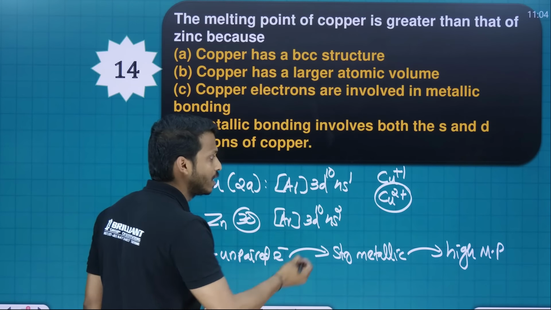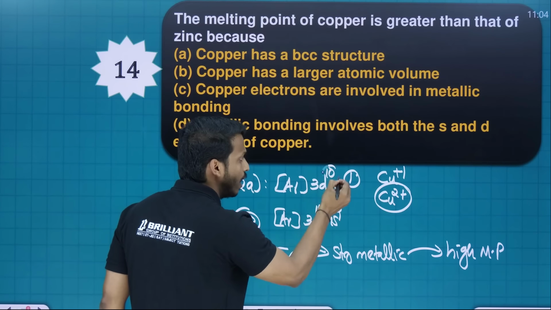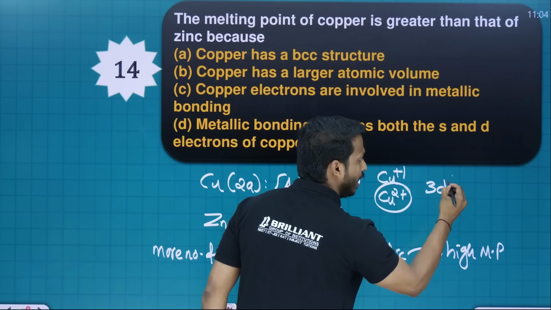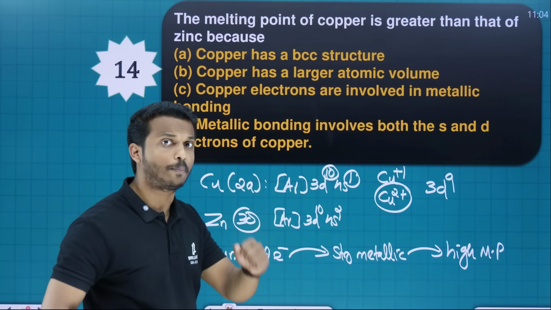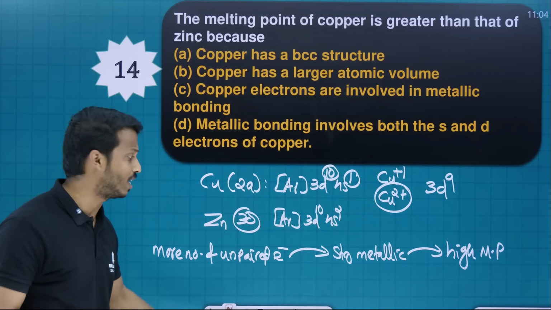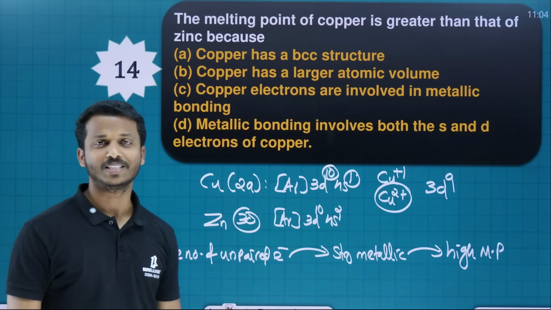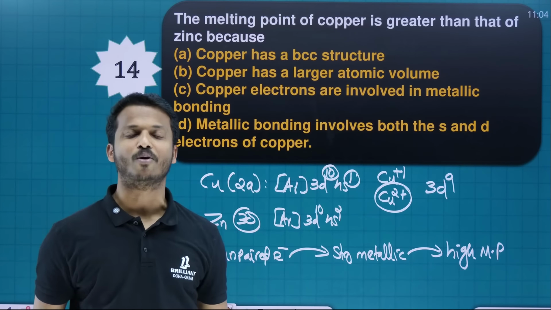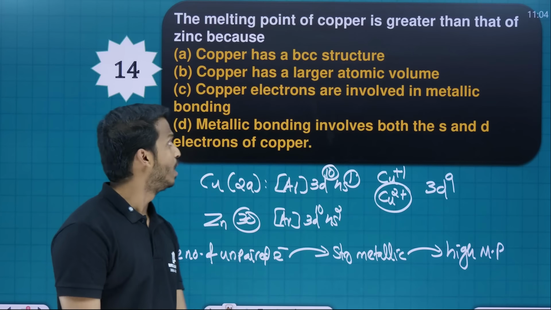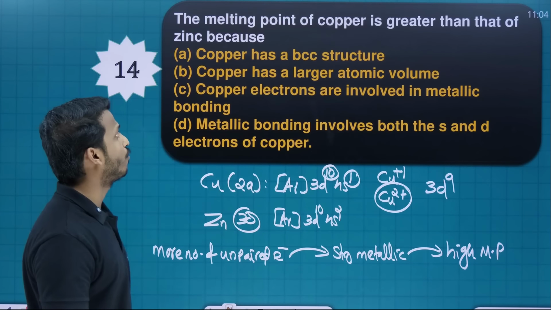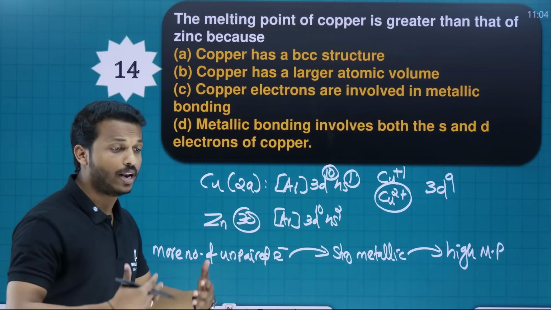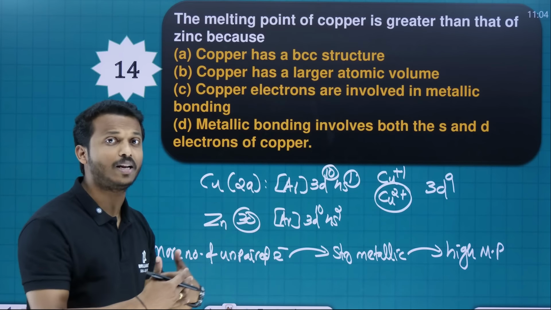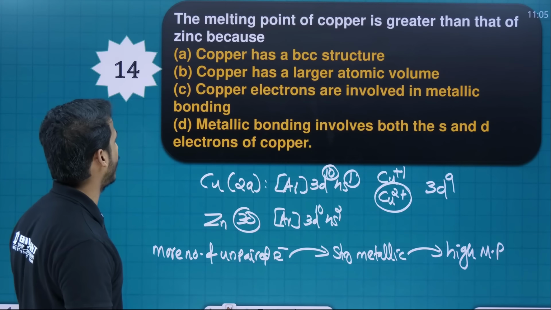What do you mean by copper 2 plus? 1 electron goes from here, 1 electron goes from here. It will be 3d9. 3d9 means there will be an unpaired electron. Yes, one unpaired electron is there. But in zinc there is no unpaired electron, so they form very weak metallic bonds, so their melting point is very less. So we can say the melting point of copper is greater because the unpaired electrons take part in bonding, which forms very strong metallic bonds.